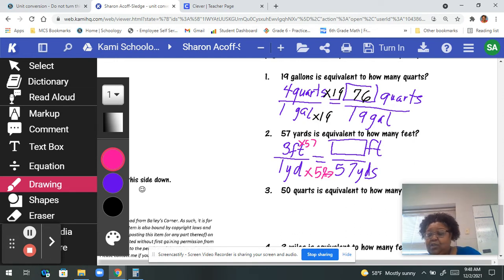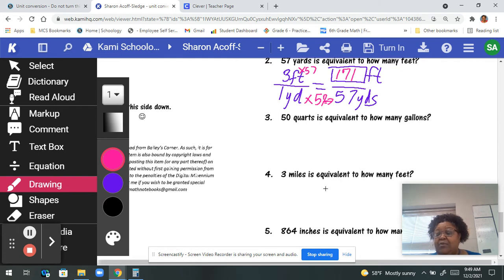If I multiply the numerator by something, I have to multiply the denominator by something. If I multiply the denominator by something, I have to multiply the numerator by the same thing in order for my fraction or my ratio to remain equivalent. And so by the power and magic of calculators, 3 times 57 is 171. So 57 yards is equivalent to 171 feet. Okay, go ahead and try number 3. Pause the video and then come back and check to see if you got it.